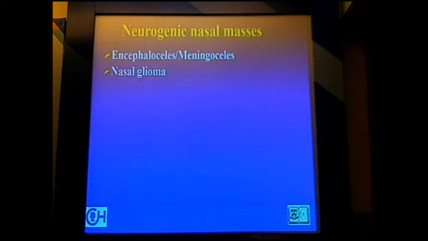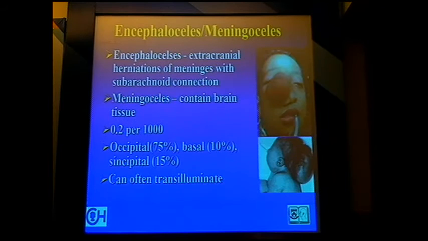Neurogenic nasal masses include encephaloceles, meningoceles, and nasal gliomas. These are all along the spectrum of this same disorder. Encephaloceles are basically extracranial herniations of the meninges with a connection to the CSF space. Meningoceles just contain brain tissue. Probably about 0.2 per thousand, and most of them are occipital.